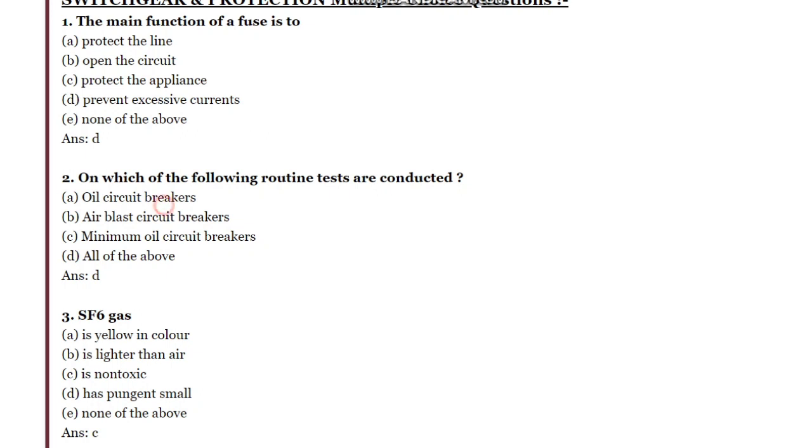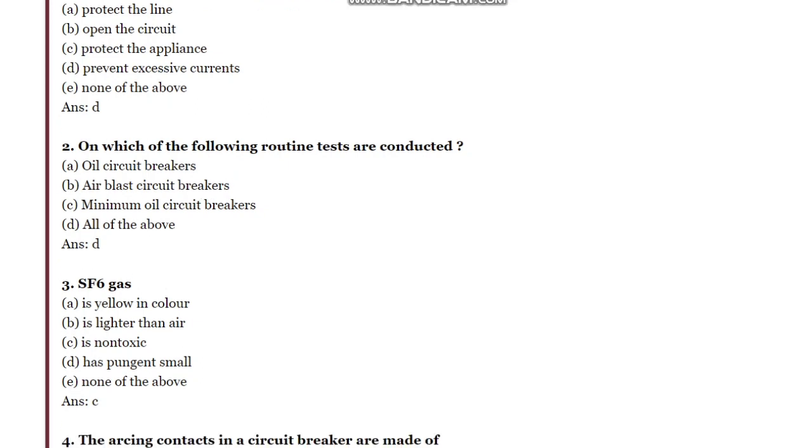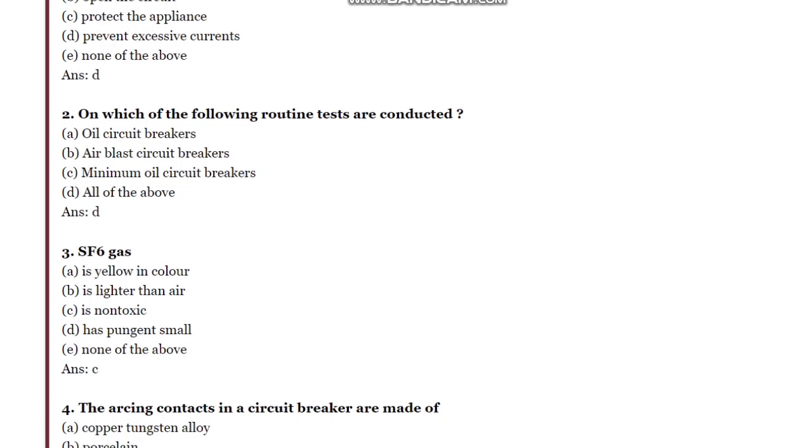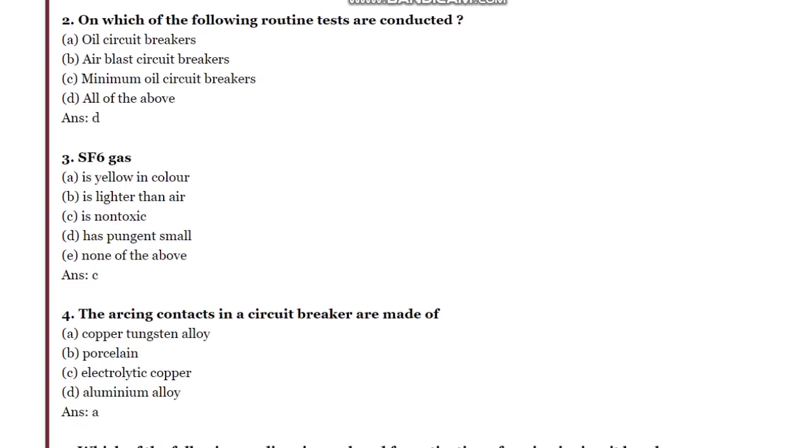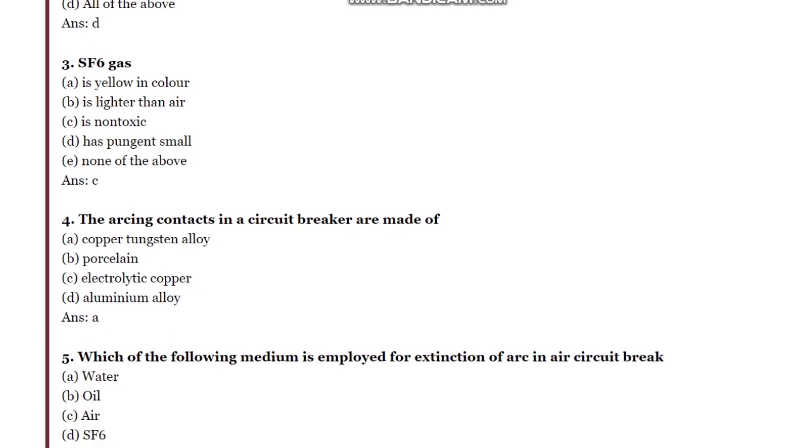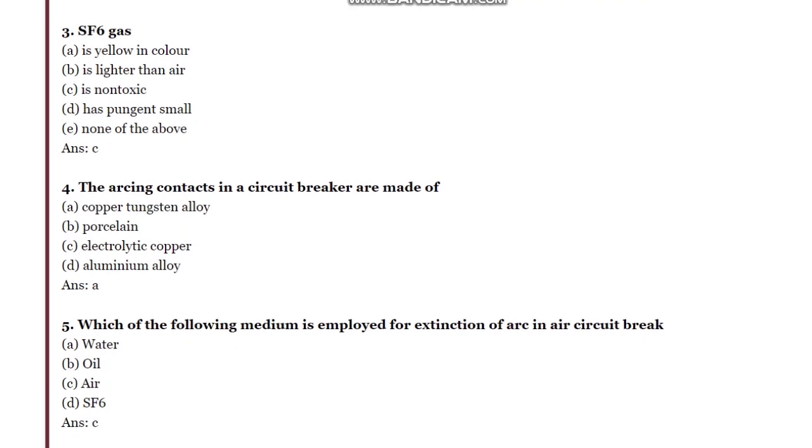Then second question is on which of the following routine tests are conducted. D, that is all of the above, that means oil circuit breakers, air blast circuit breakers, minimum oil circuit breakers. Then SF6 gas is a non-toxic gas. Then the arcing contact in a circuit breaker are made up of copper tungsten alloy.